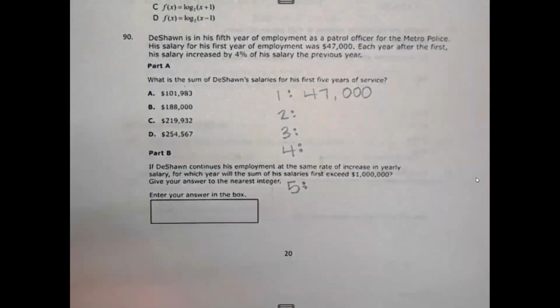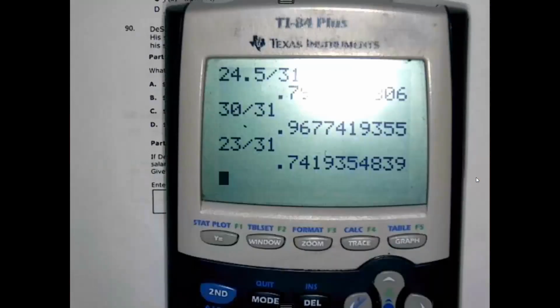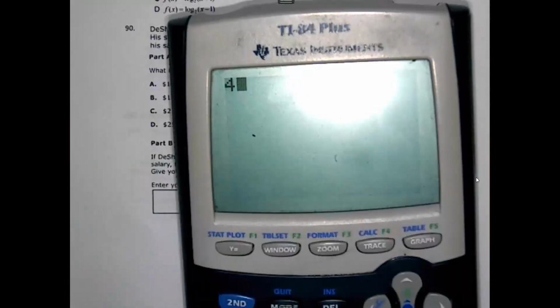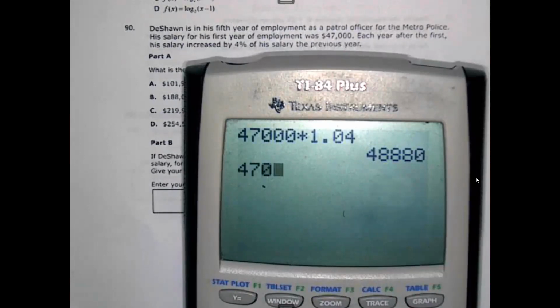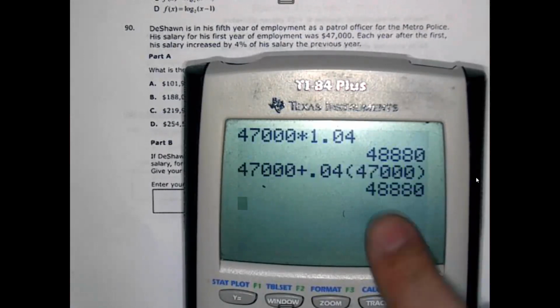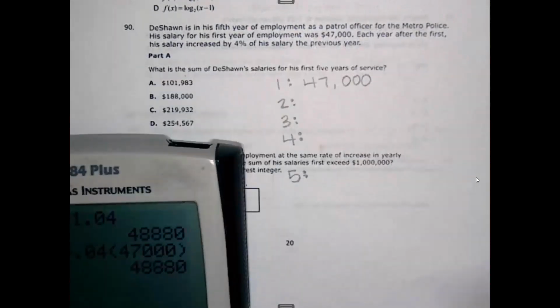So if we do 47,000 times 1.04, that's his next salary. That's the 47,000 plus 4% of 47,000. That's the new salary. Okay.